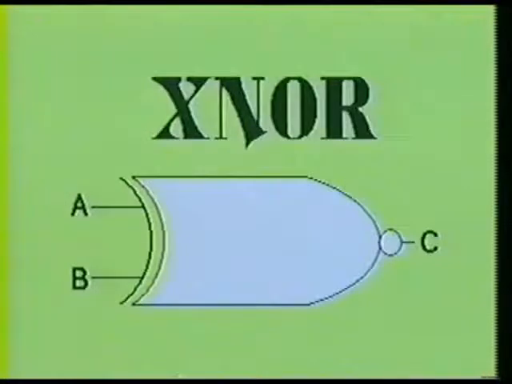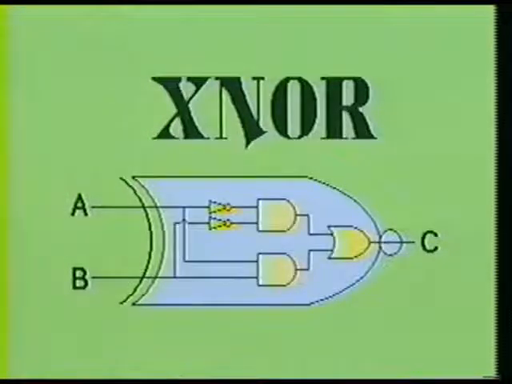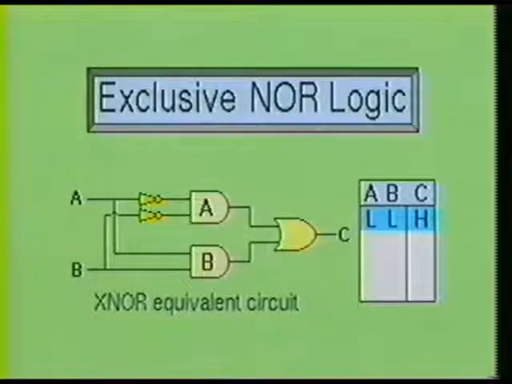Next, we will examine the exclusive NOR gate. Here we see the equivalent circuit of the exclusive NOR gate. This circuit also uses two inverters, two AND gates, and one OR gate. As you can see from the truth table, when both inputs A and B are low, it produces a high at the output. To understand how this happens, we shall examine the equivalent circuit.